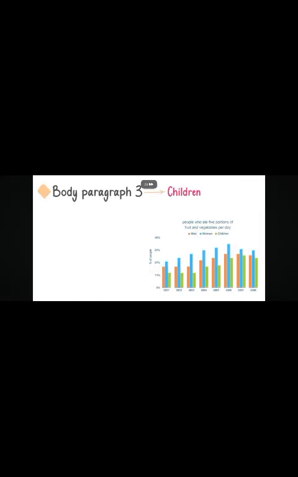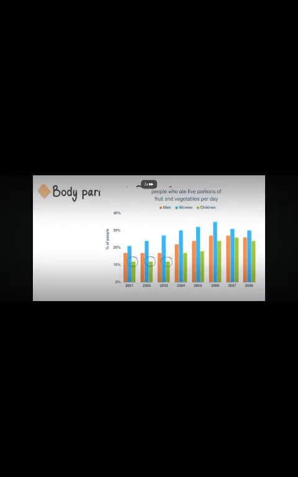Now, in the first sentence, we should say that children's figures were below those of men and women, right? And the starting point was around 12%, right? As you can see. And it remained the same until 2003, all right? And then you can see there was a noticeable increase from 2003 to 2007, all right? And in 2008, it fell down slightly to around 24%. So these are important details that I have to cover in my third body paragraph.